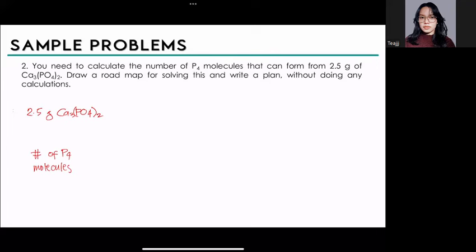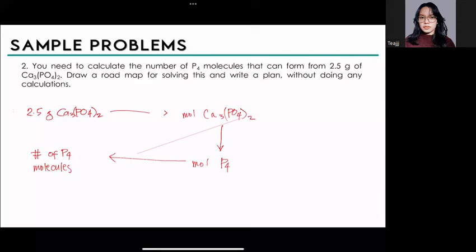Now, if you have to convert quantities between 2 different compounds, kailangan natin gumamit ng molar ratio. And to use molar ratio, kailangan natin i-convert yung mga hindi naka-moles, convert natin into moles. So that means we have to convert this given mass here into moles of calcium phosphate. And then convert natin yung moles calcium phosphate into moles of P4. And then yung moles of P4, pwede na ma-convert into number of P4 molecules.